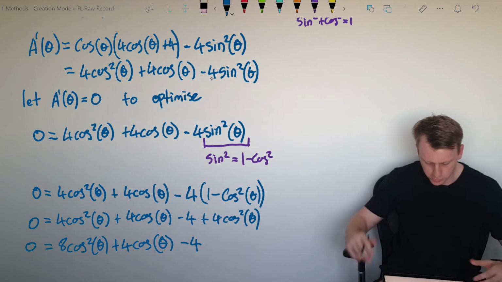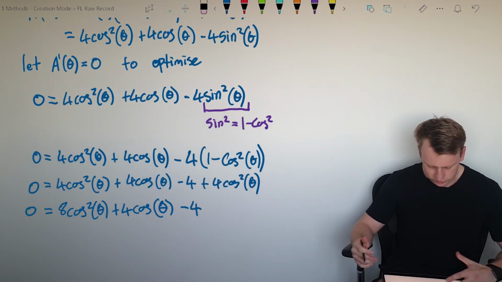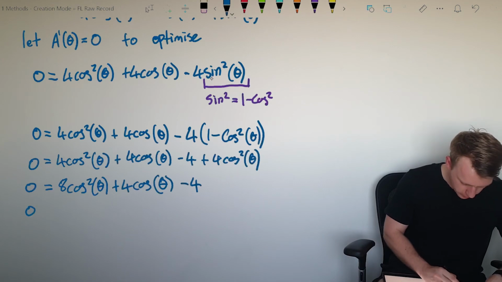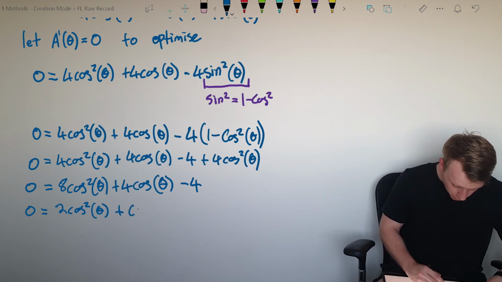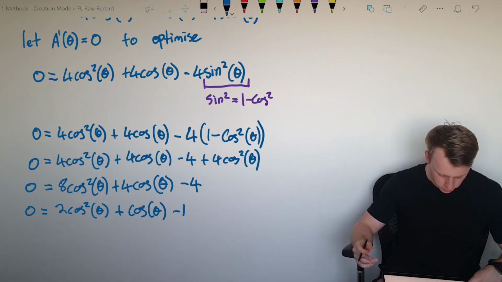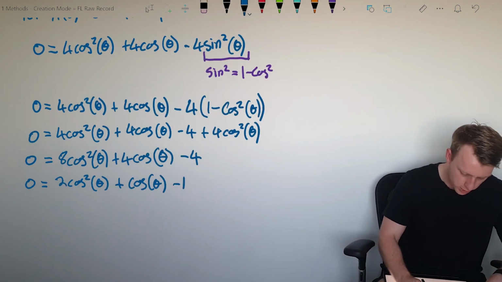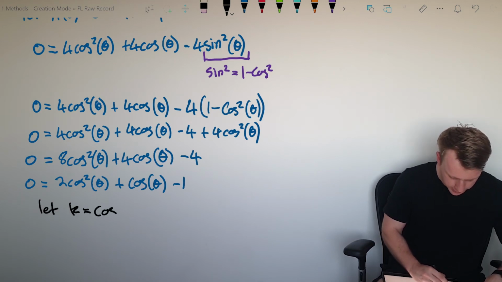Now, look, I probably could have done this earlier by just dividing by 4 to simplify it. Probably should have, but I can just divide by 4 now, and I get 2 cos squared theta plus cos of theta minus 1. And so I can actually factorize this. What I might actually do is I will let k equal cos of theta.